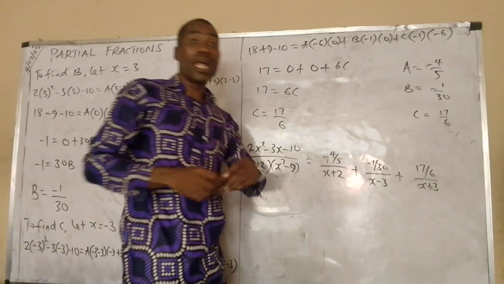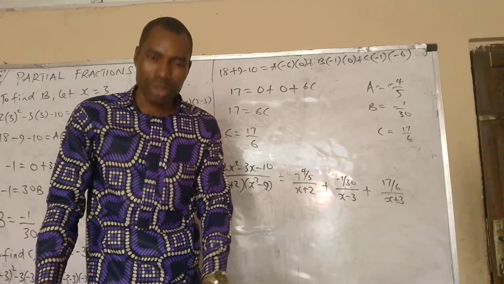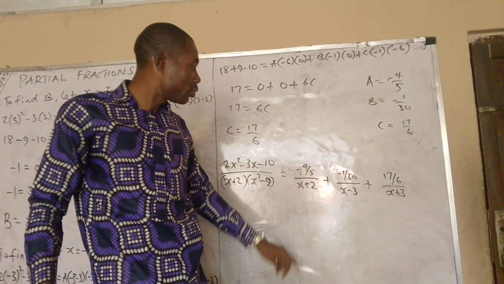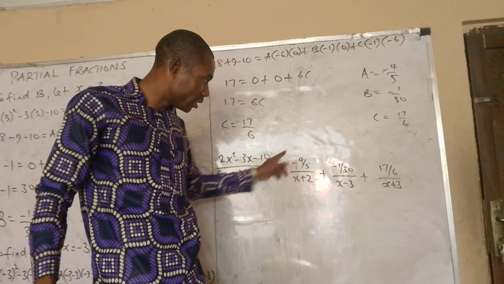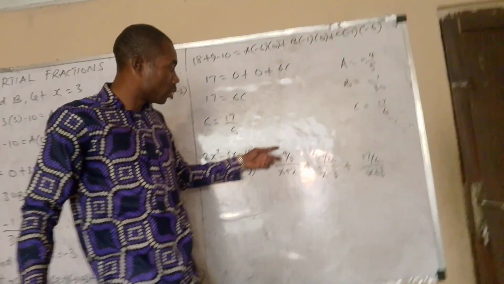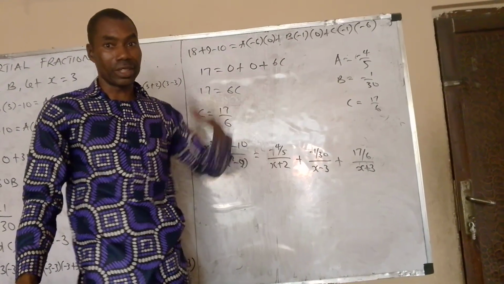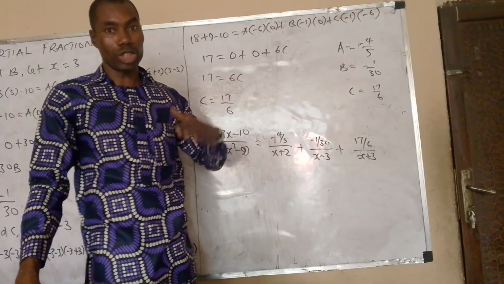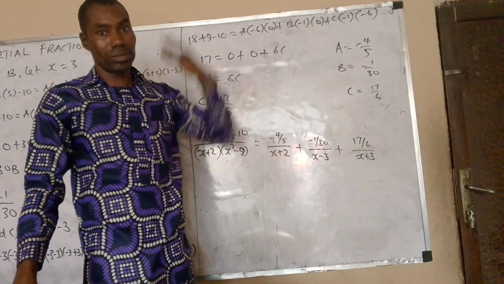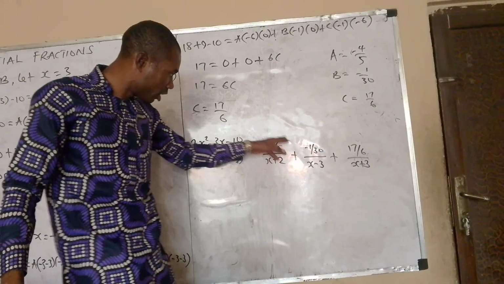Can I stop here? No, sir. This is mathematically wrong. So I have to work on this. In mathematics, you can't have a fraction like this: minus 4 over 5 over x plus 2. It doesn't make sense. It should be this over this, numerator and denominator. I have how many numerators? I can't even tell. So let me simplify this now.